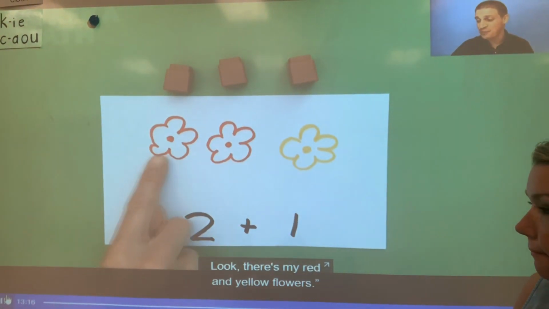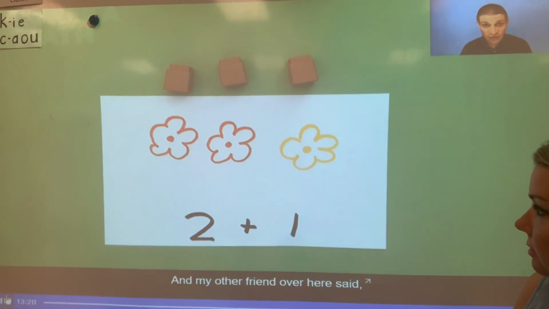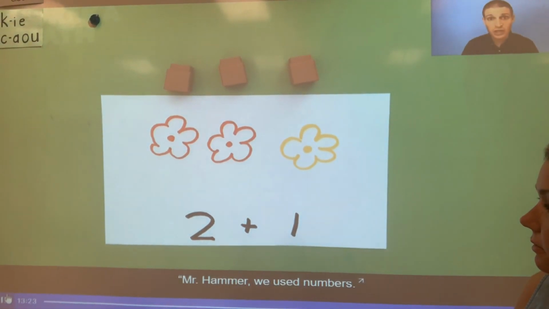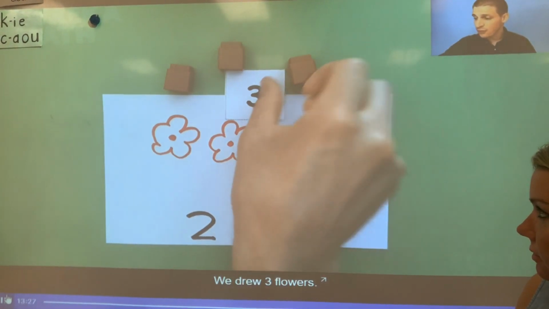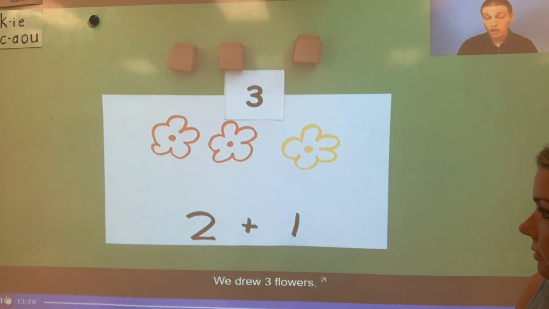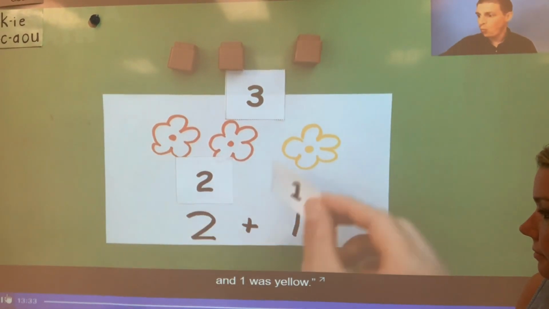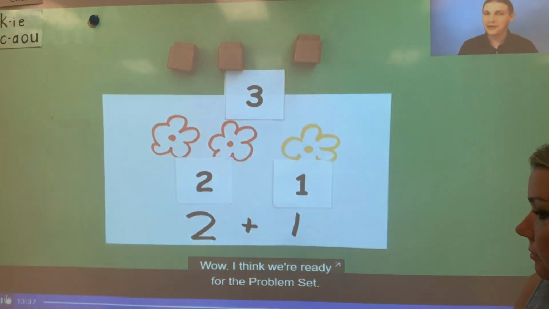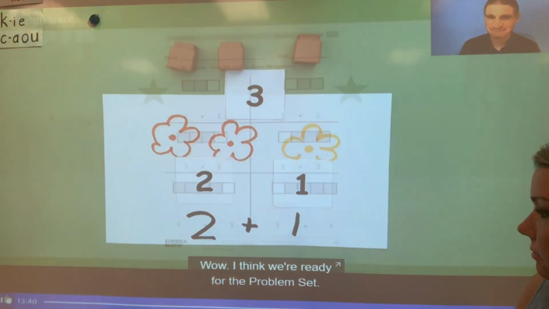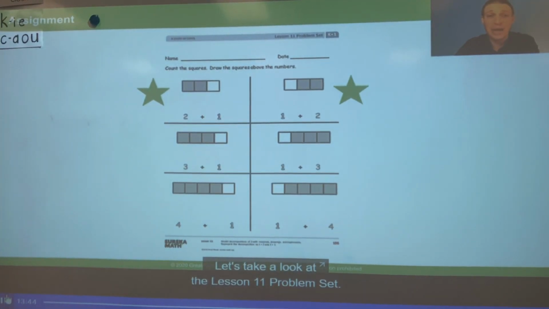pictures. Look, there's my red and yellow flowers. And my other friend over here said, Mr. Hammer, we used numbers. We drew 3 flowers. 2 were red, and 1 was yellow. Wow, I think we're ready for the problem set. Okay, I'm going to take a pause here. Lesson 11 problem set.